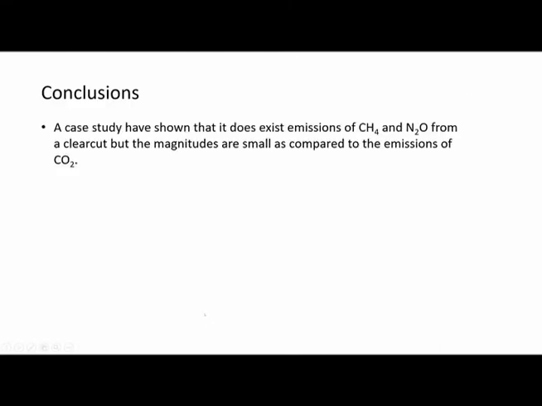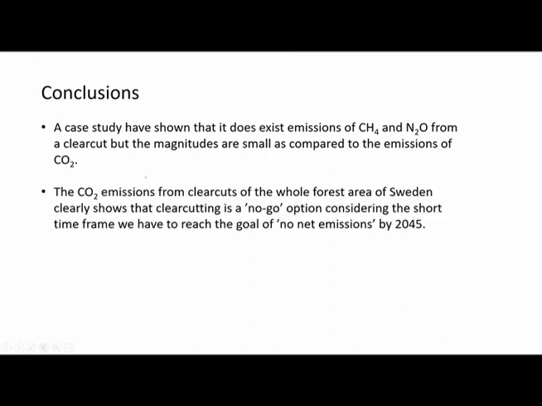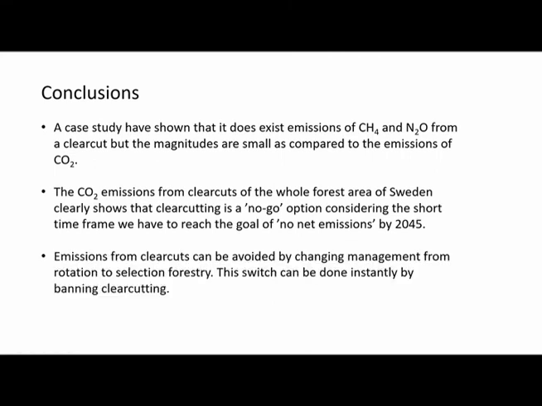So my conclusions: a case study shows that emissions of methane and nitrous oxide do exist from a clear cut, but the magnitudes are small as compared to the emissions of CO2. And the CO2 emissions from clear cuts across the whole area of Sweden clearly show that clear cutting is a no-go option, considering the short time frame we have to reach the goal of no net emissions by 2045. Also very well illustrated by the recent IPCC report. And emissions from clear cuts can be avoided by changing management from rotation to selection forestry. This switch can be done instantly by banning clear cutting.